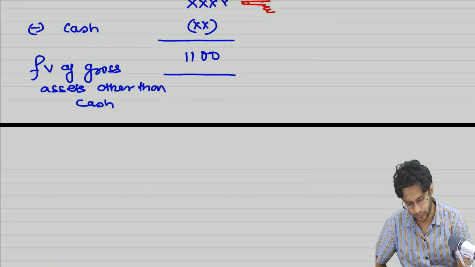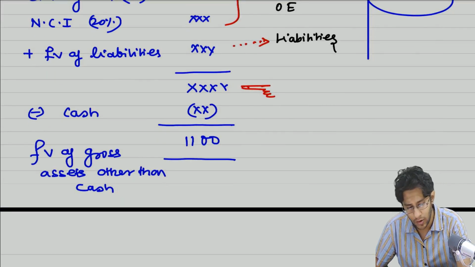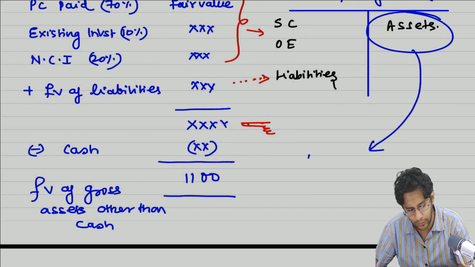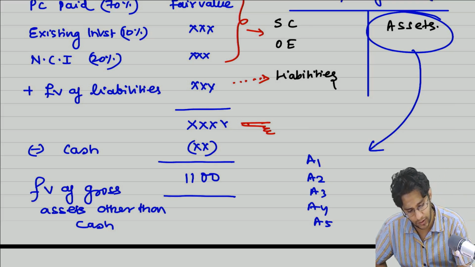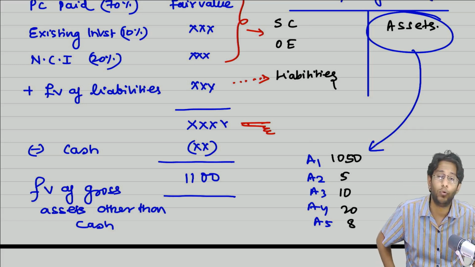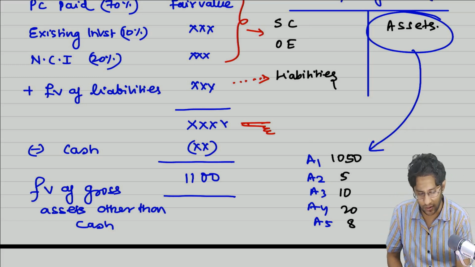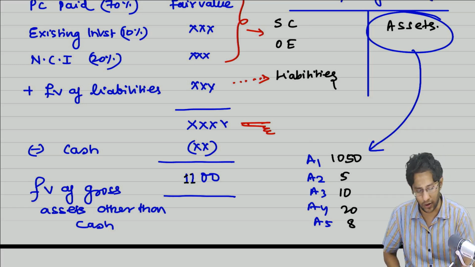Step number 2. Now what you will do is take these assets one by one and see what there is in A1, A2, A3, A4, A5. There are different groups. Suppose the values are like this: 1050, 5 rupees, 10 rupees, 20 rupees, 8 rupees. Now you observe, sir, your overall consideration plus other shares plus liabilities all put together.